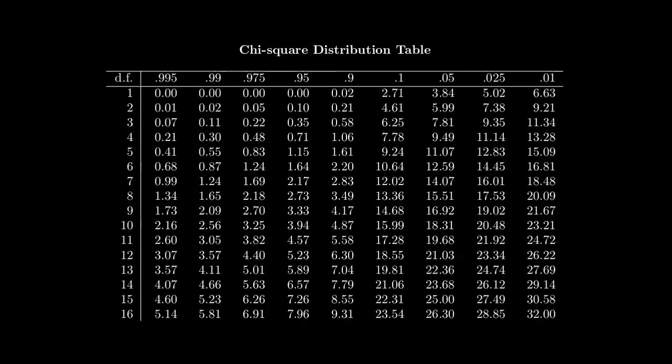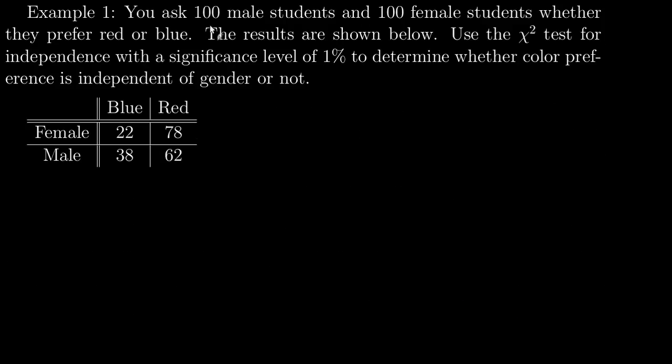Okay, let's see some examples. So here's our first example. Ask 100 male students, 100 female students whether they prefer red or blue. The results are shown below. Use chi-squared test for independence with a significance level of 1% to determine whether color preference is independent of gender or not. So I should notate this. My null hypothesis is going to be that gender and color preference are independent. They do not affect one another.